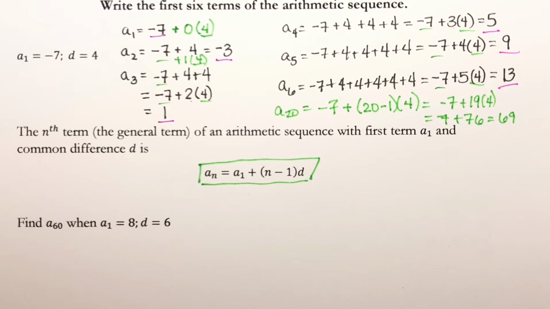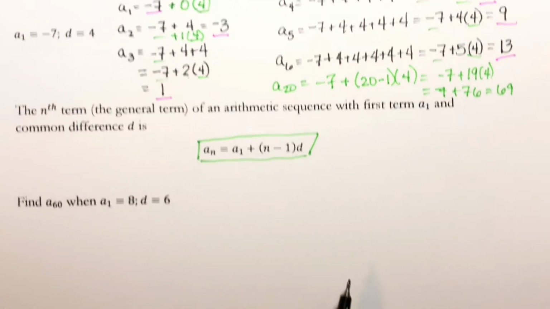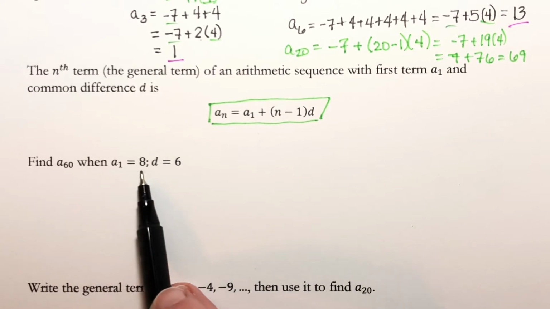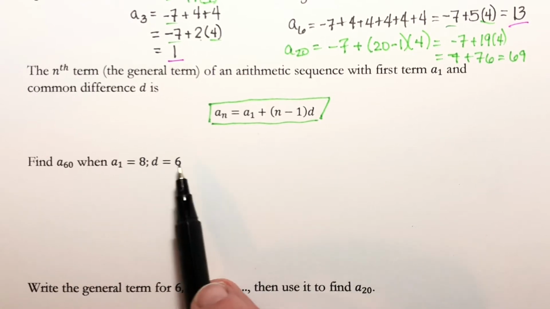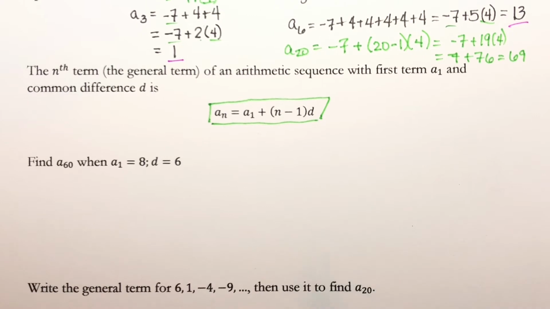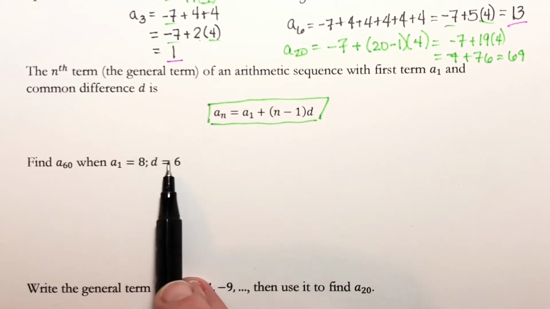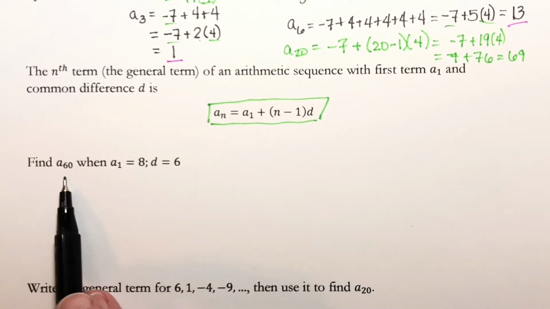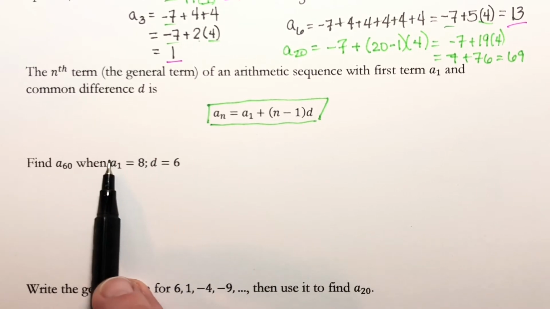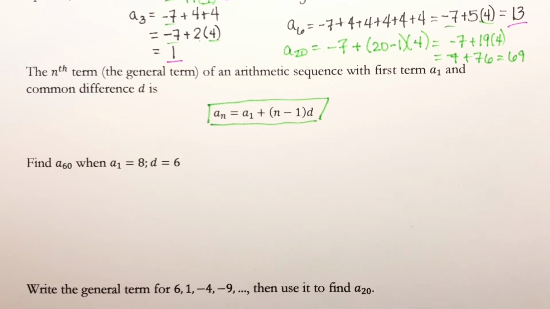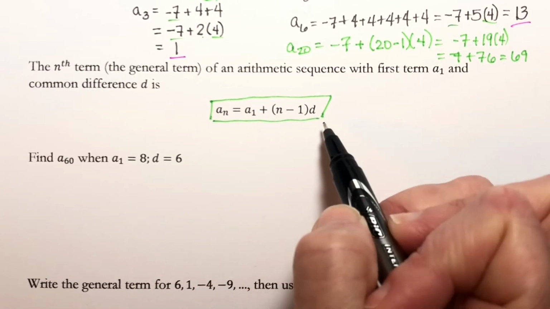Okay? So for an example, find A sub 60 when our first term is 8 and our common difference is 6. You can, in a pinch, start adding 6 every time and then keep track of your 60th term. You're likely to mess it up because you're going to end up counting wrong, but it will work. But you really don't want to do that if you don't have to. We're going to use this formula.